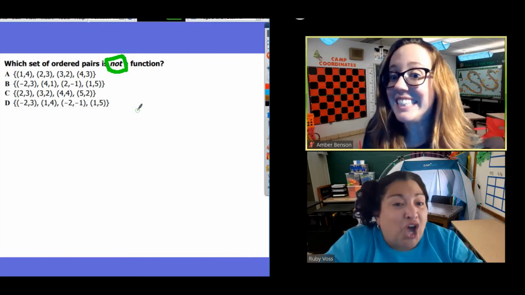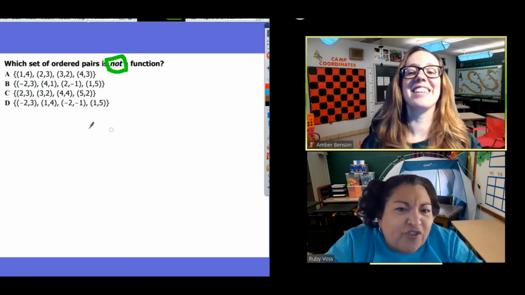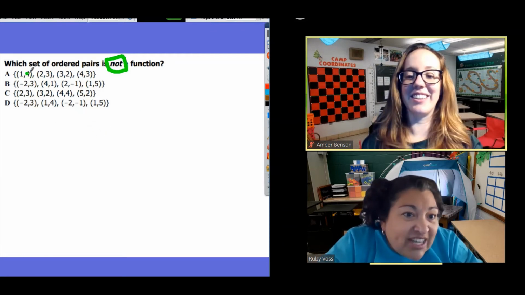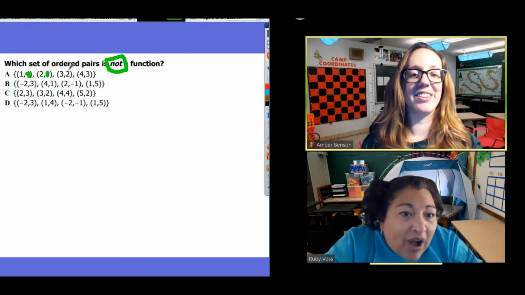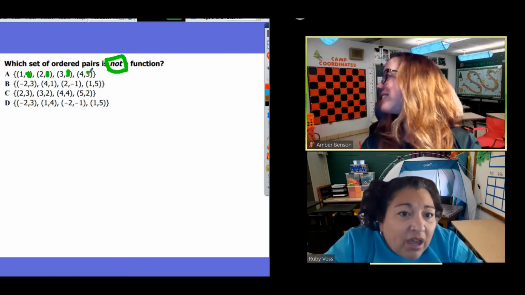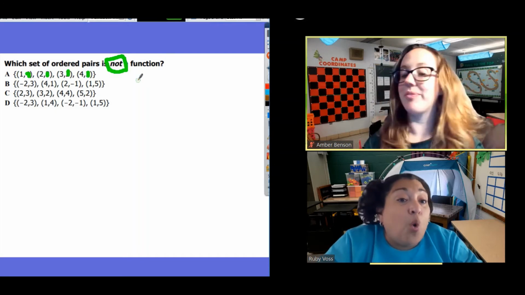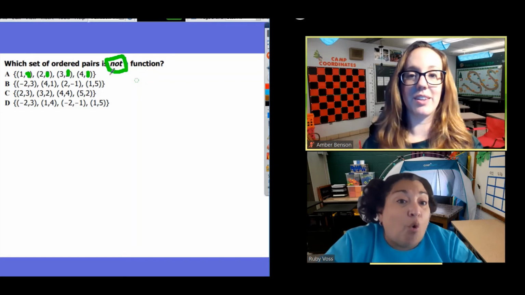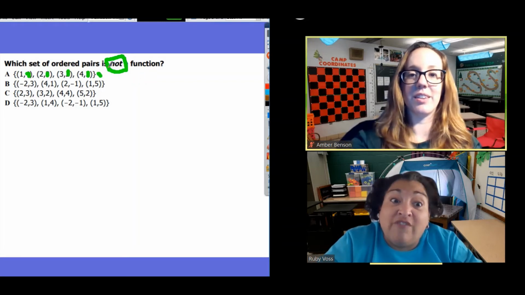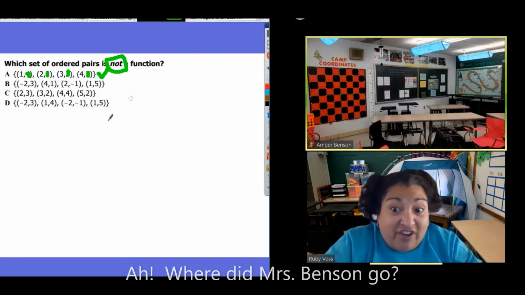So we're going to look at the first one, but the first thing I'm going to do is get rid of the y values, so that way we don't even have to look at them. For it to be a function, all of the x's have to be different. 1, 2, 3, 4. That is a function, but we're looking for the one that is not a function.